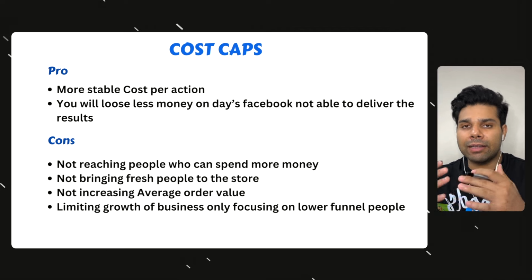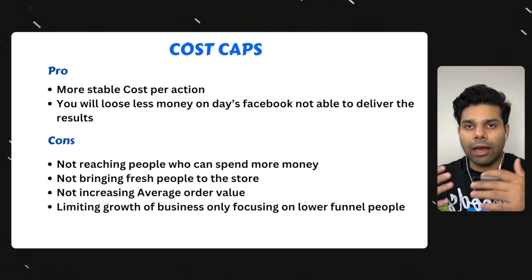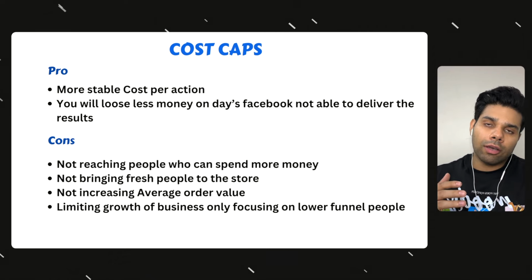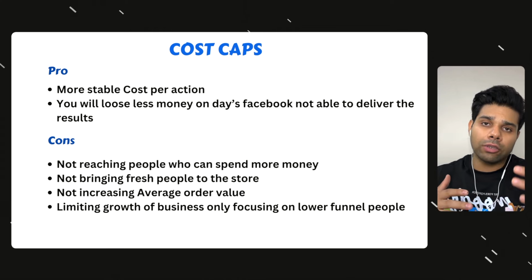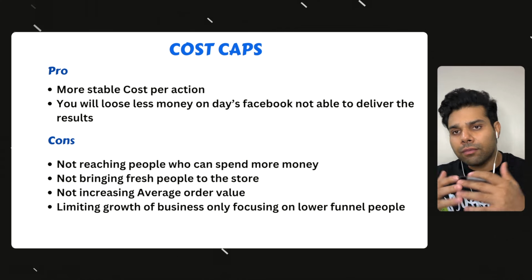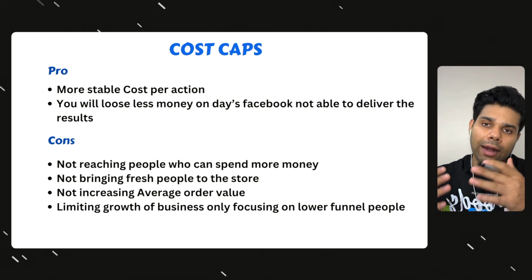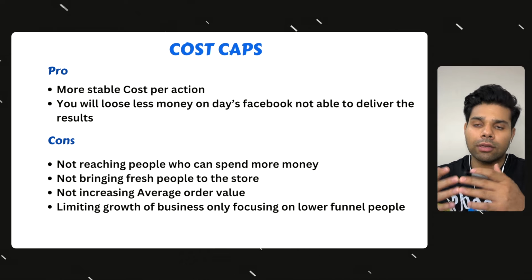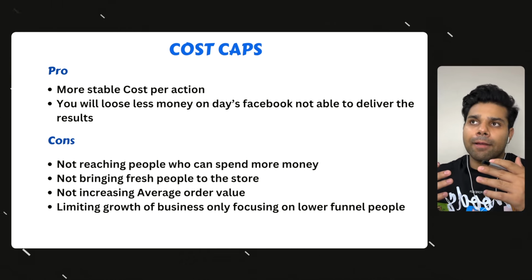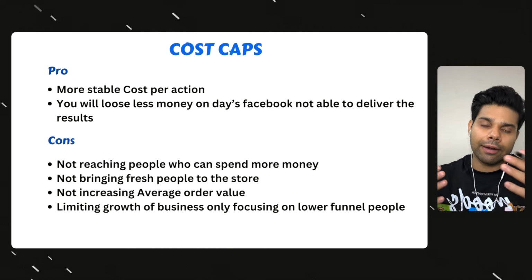Facebook is very unpredictable. Some days you get good results, some days you don't. Up and down, it happens. But when you use cost caps, you will lose less money when Facebook is not on its good side that day. If you have a goal that you want to stick to a cost per action, like if you are getting a cost per result of $20 or $30 and you want to stick to that, you can set up a cost cap of $30 and then let it run.